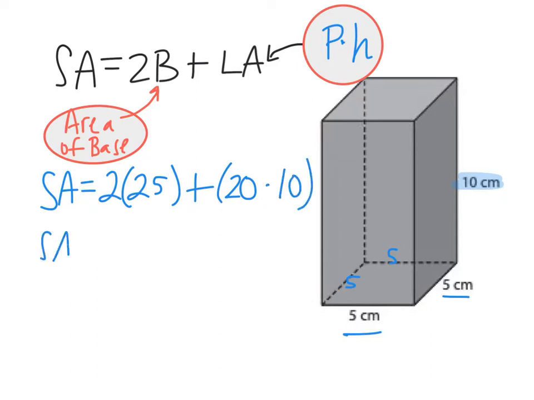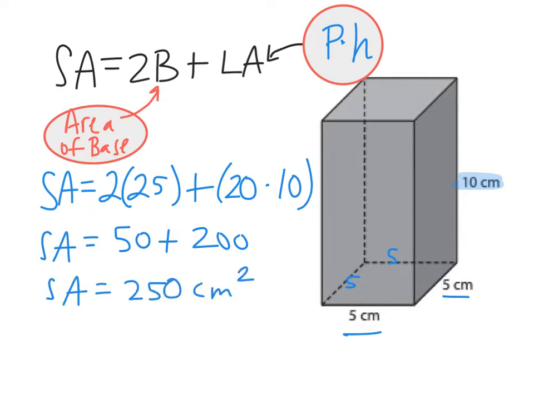So here for surface area, I have then 50 plus 200. So my final surface area will be 250 centimeters squared. And that's how you would calculate the surface area of that prism, that rectangular prism.